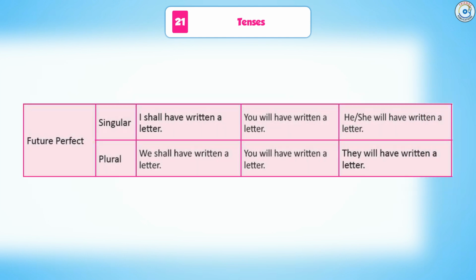Future perfect. Singular: I shall have written a letter. You will have written a letter. He or she will have written a letter. Plural: we shall have written a letter. You will have written a letter. They will have written a letter.